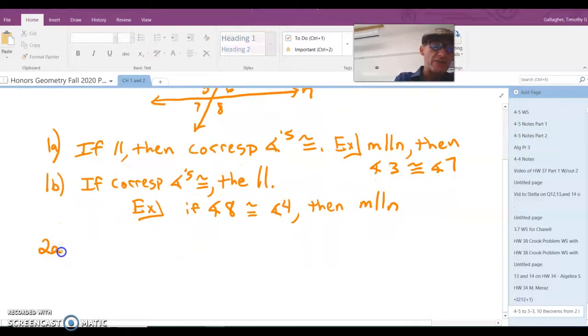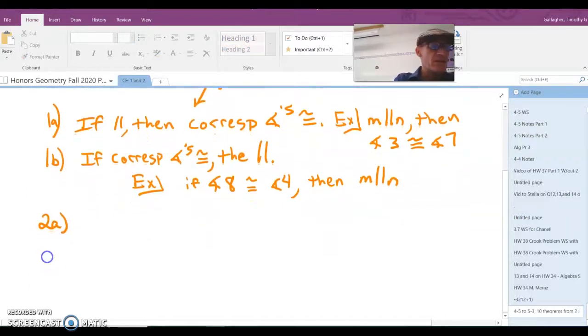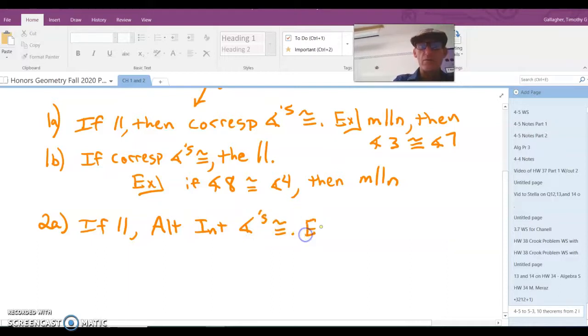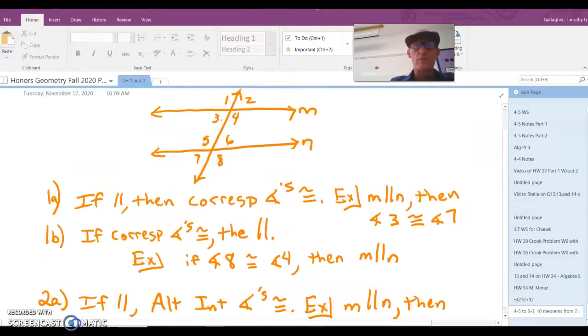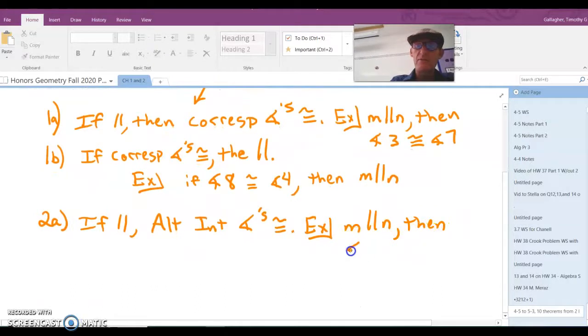2A. If parallel, the alternate interior angles congruent. Example, M parallel to N, then angle 3 is congruent to angle 6.